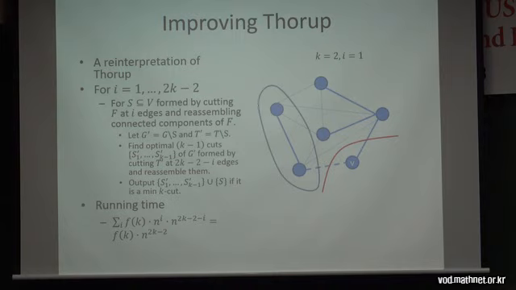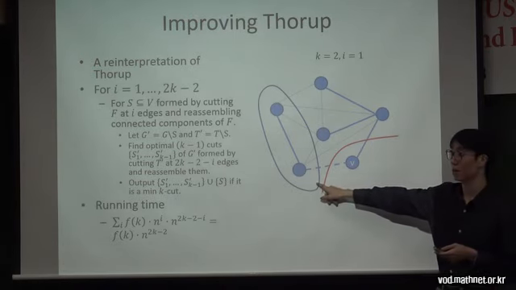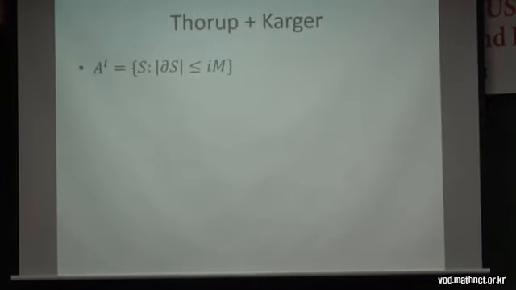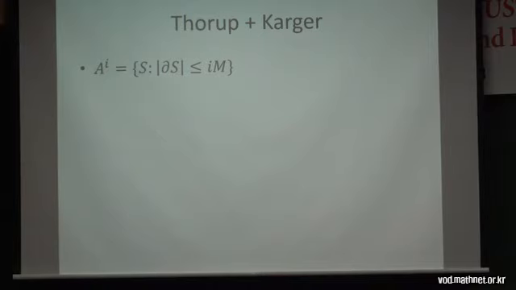For example, if i is 1, then you can guess that this is one connected component of opt, and then proceed with the rest of the graph. So this was one interpretation. The main idea was to first guess one connected component of the optimal solution.